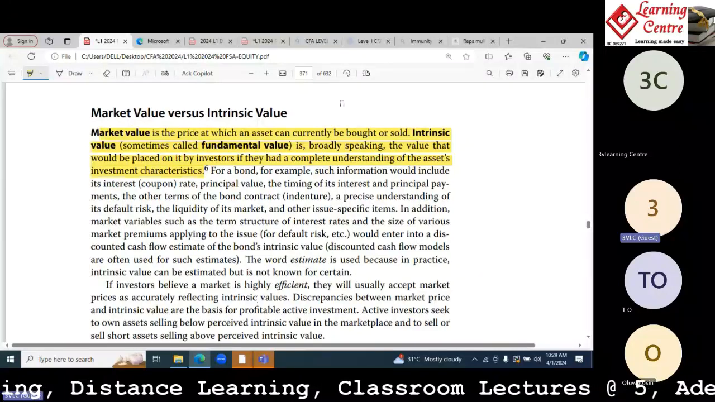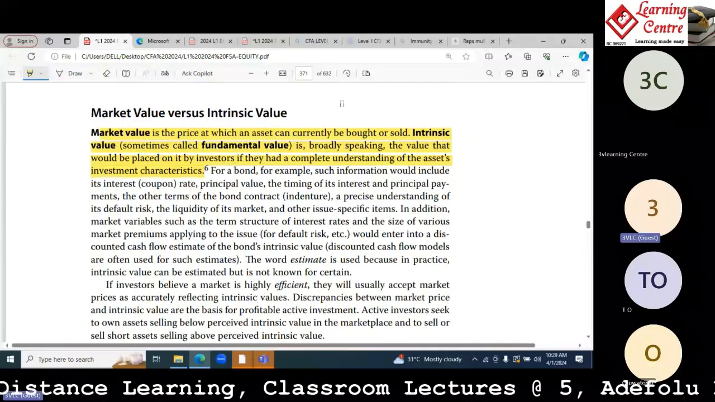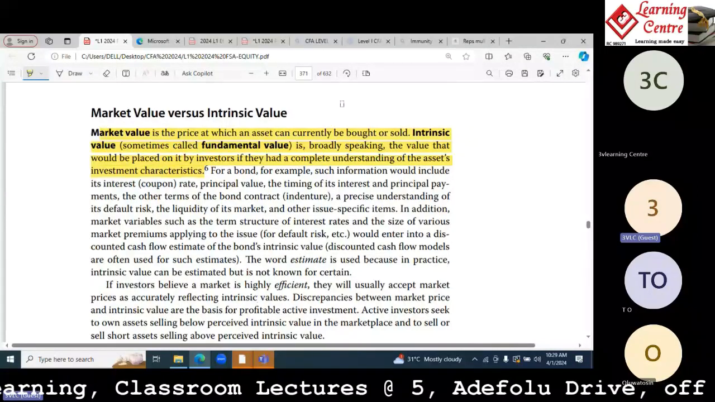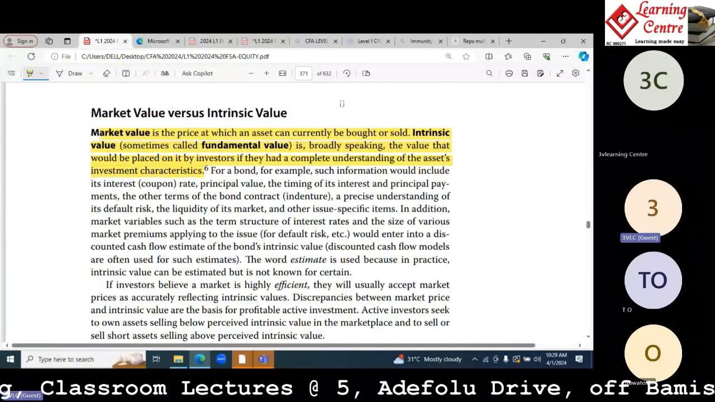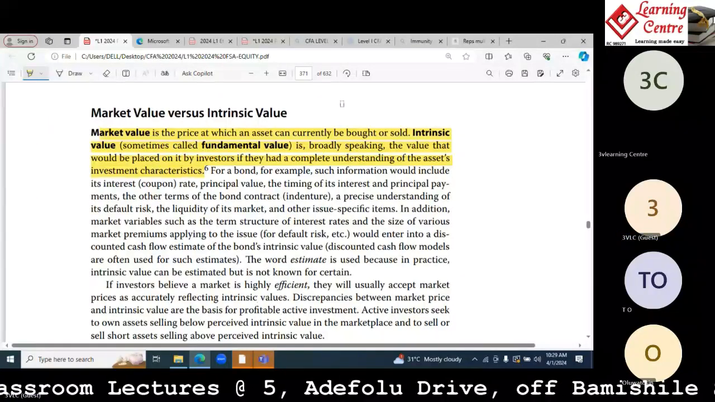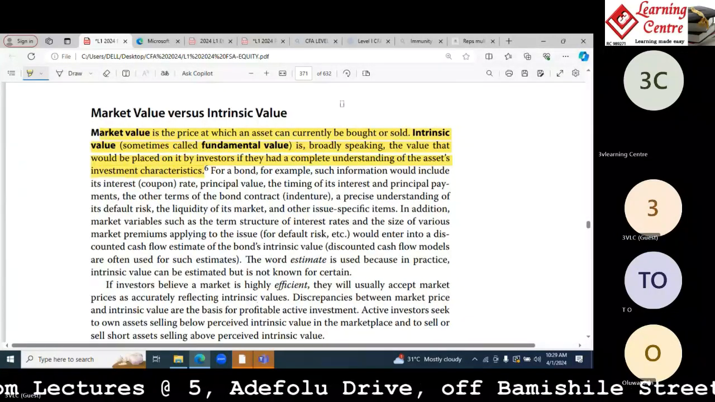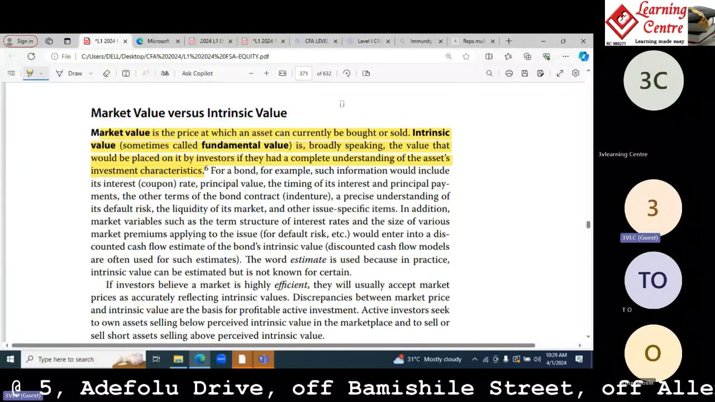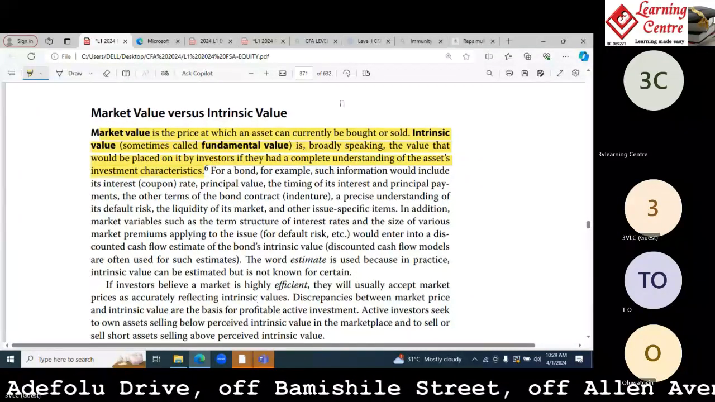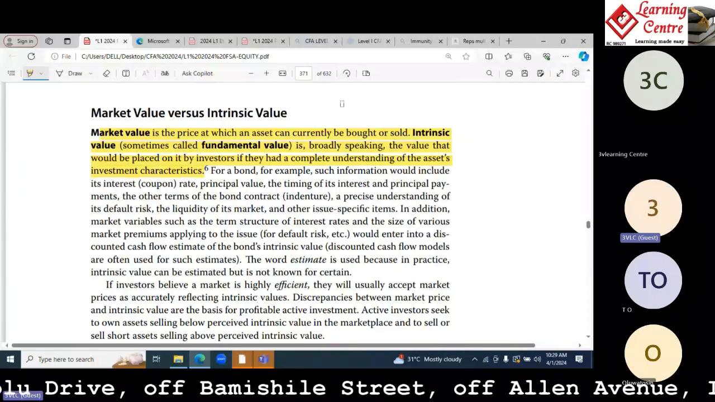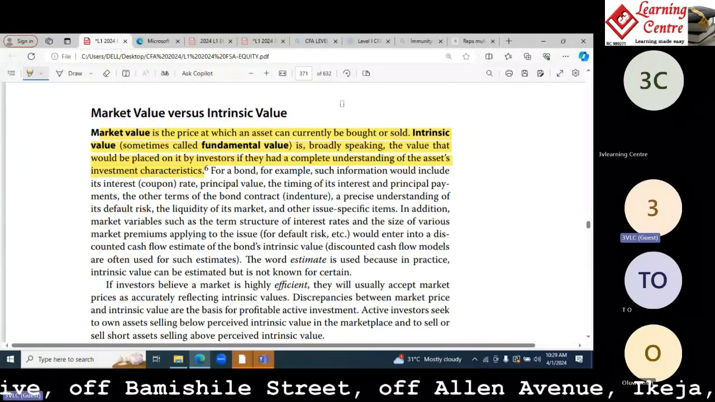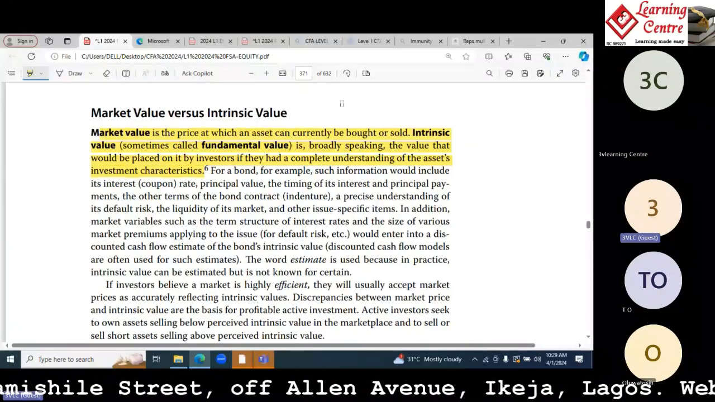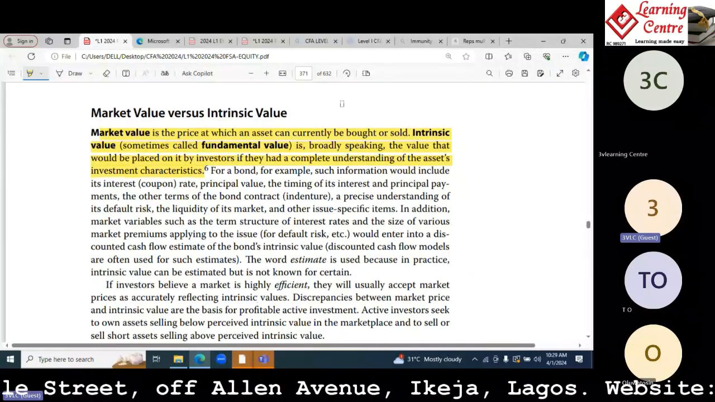Tell the guy you will buy for 8. Now, that 10 million naira is the market price. The 8 million naira that your mechanic said you should give is your intrinsic value. Now, one thing must happen. The market price must come down to 8 million naira before Temitayo can buy. If the price does not come to 8 million naira, Temitayo is not going to buy.